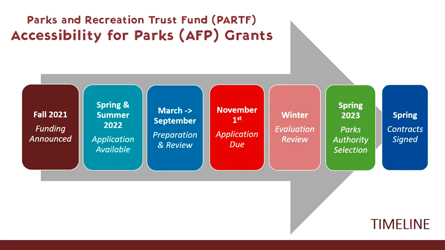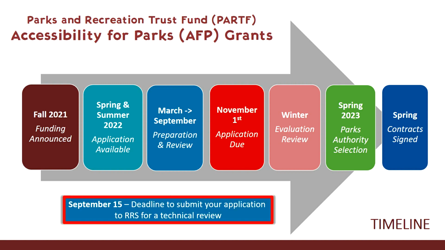So let's go over the timeline. The funding was announced last fall by the General Assembly. This spring and summer, the application's out right now. So now through September, hopefully you're preparing your application. I know quite a few folks have already talked with our RRS consultants. November 1st is when the application deadline is, but there's a September 15th deadline that you can submit your application to your RRS consultant for review.